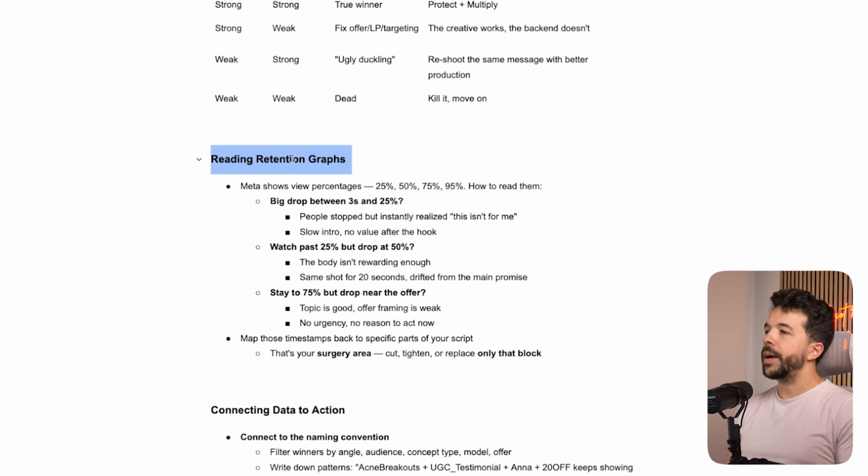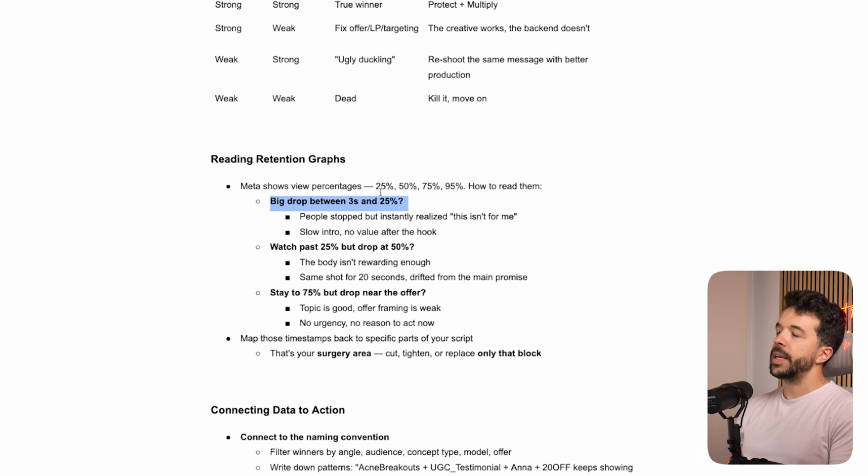Now, what to do if you have a big drop between 3 seconds and 25%? People stopped, but instantly realized that this isn't for me. This means that the hook is working, but there's no value after the hook. Watch past 25%, but drop at 50%: the body isn't rewarding enough. Same shot for 20 seconds, drifted from the main purpose. So this is something that needs a little bit of work after the first 25%.